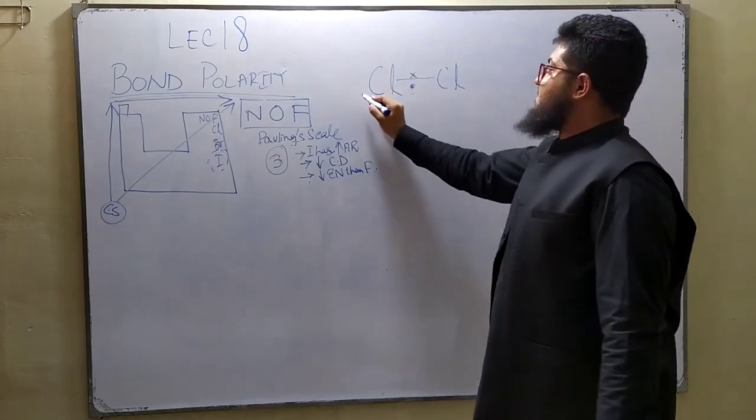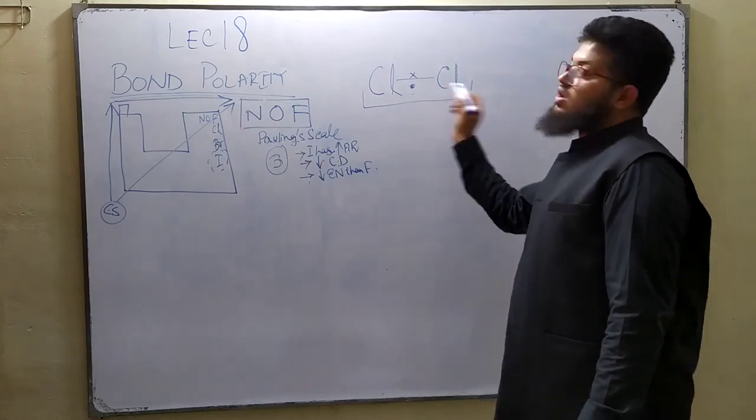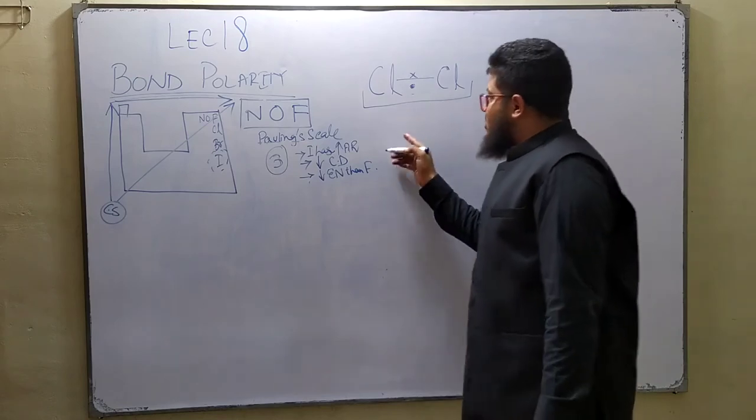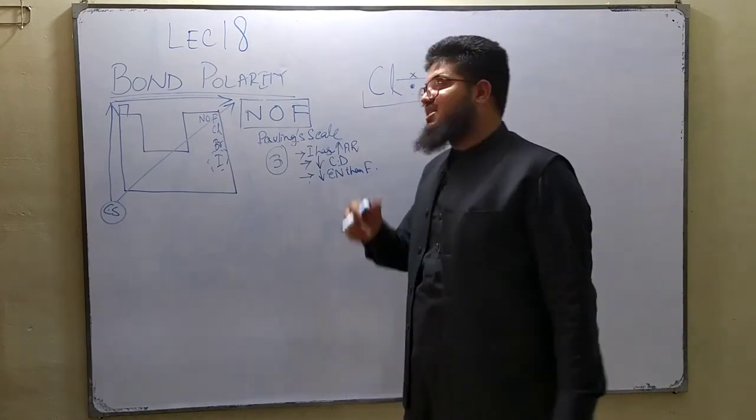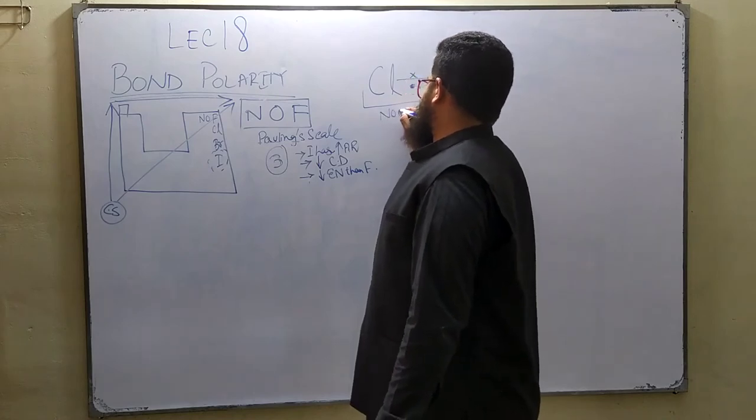So the electrons are not shifted towards either of the atoms. Such a bond, in which the electrons are located at exactly the center of the bond, is known as a non-polar bond.